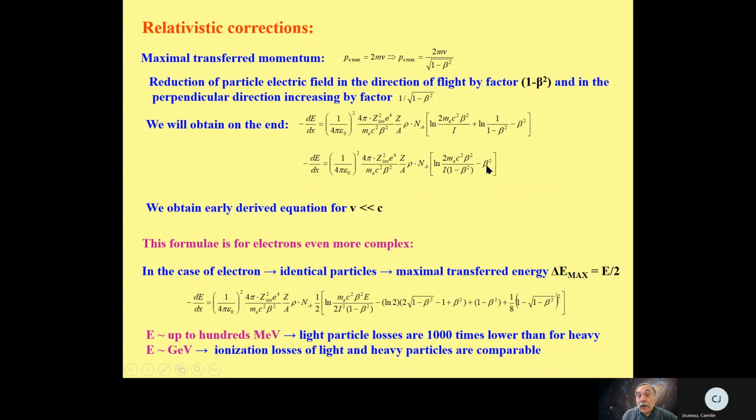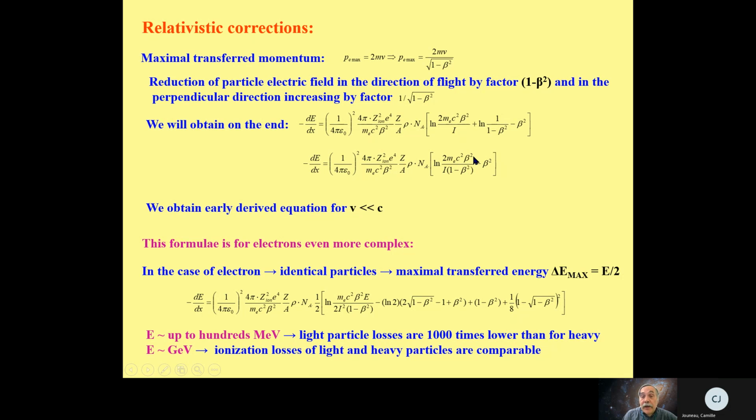Okay, if velocity is very small against c, beta square is 0, because beta is v divided by c, and it's very small. And how is it here? If beta square is very small against 1, it's possible to neglect it. Here will be only 1.